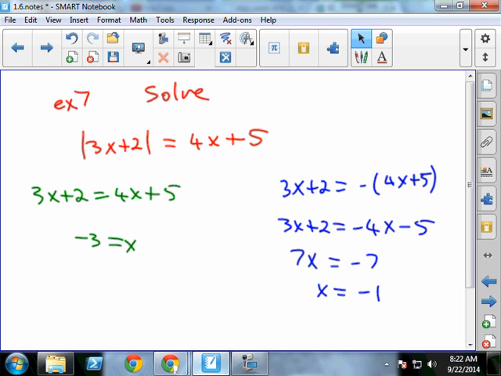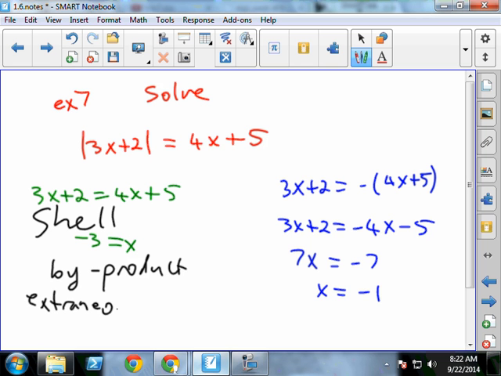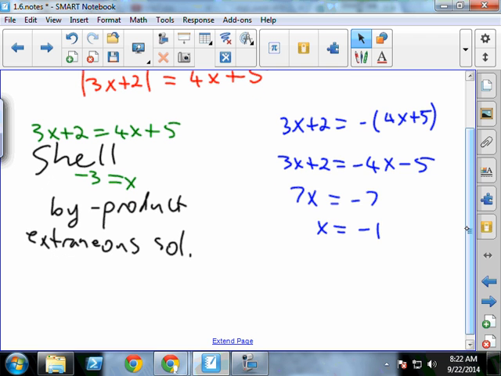In the context of this problem, this is a shell. It's a byproduct of good work, of something that's very productive. However, we're going to discard it. It's called an extraneous solution, meaning it seems like everything's right, but it won't satisfy the original equation. What are you talking about, Willis? I'll show you. It won't satisfy the original equation.